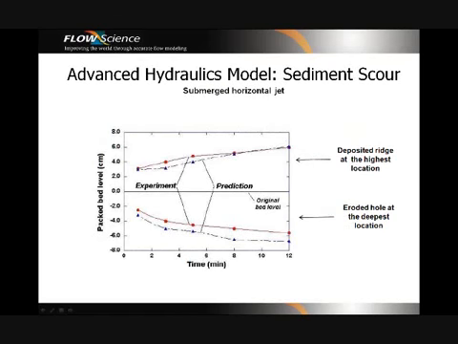The plot shown is the depth of the deepest part of the scour hole and the height of the highest part of the deposited ridge. The experimental and predicted results are compared. The simulated height of the deposited ridge is predicted very closely to that of experiments, while a simulated scour hole is slightly over-predicted compared to that of the experiments.